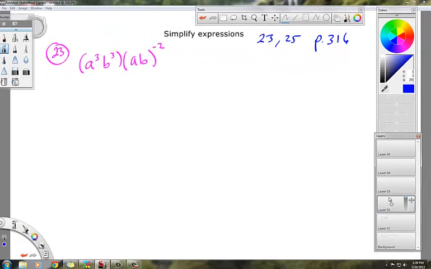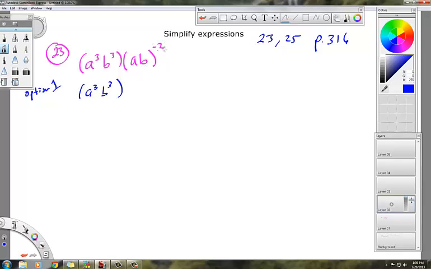Let me go ahead and stick this on a different layer too. If you were doing this, you could certainly just rewrite a cubed b to the third. You might want to call this option 1 here. If you hate this, I'm totally cool with you not doing it this way and doing it with option 2 that I'll show you in a second too.